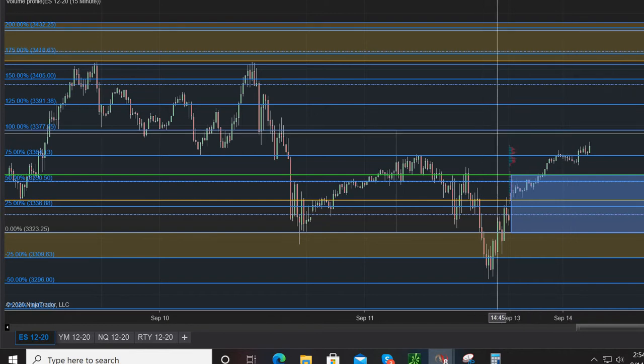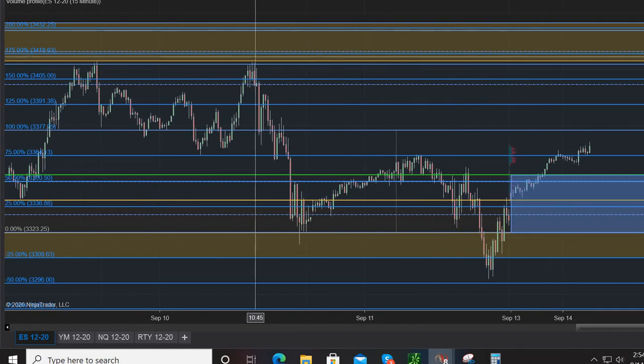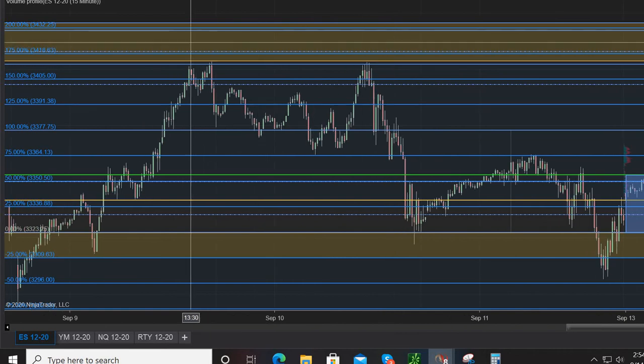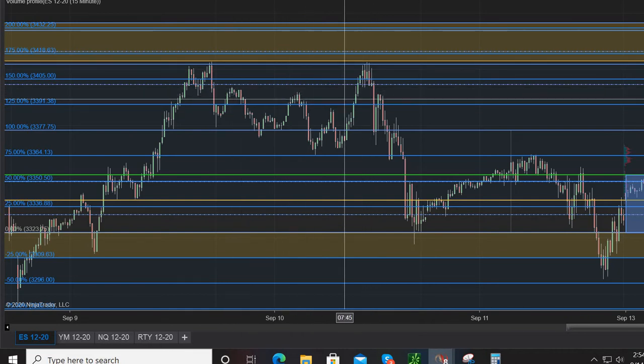Now, looking at the bigger picture up here, we have the expansion box that I've drawn up here for several reasons. We have two touches here, and we also have the 175 expectation zone.